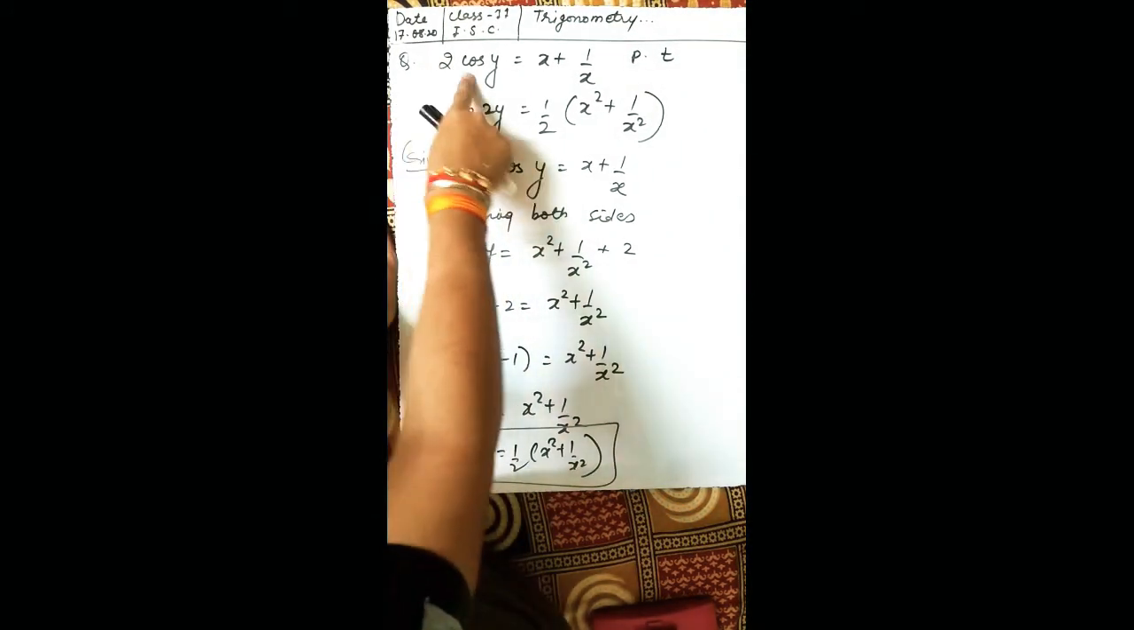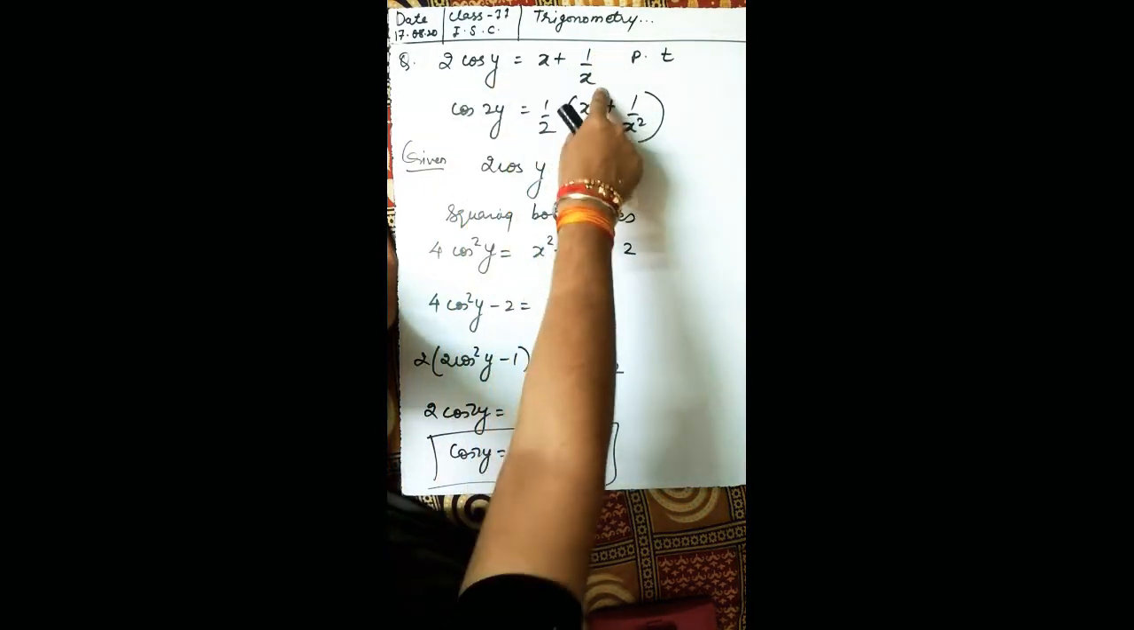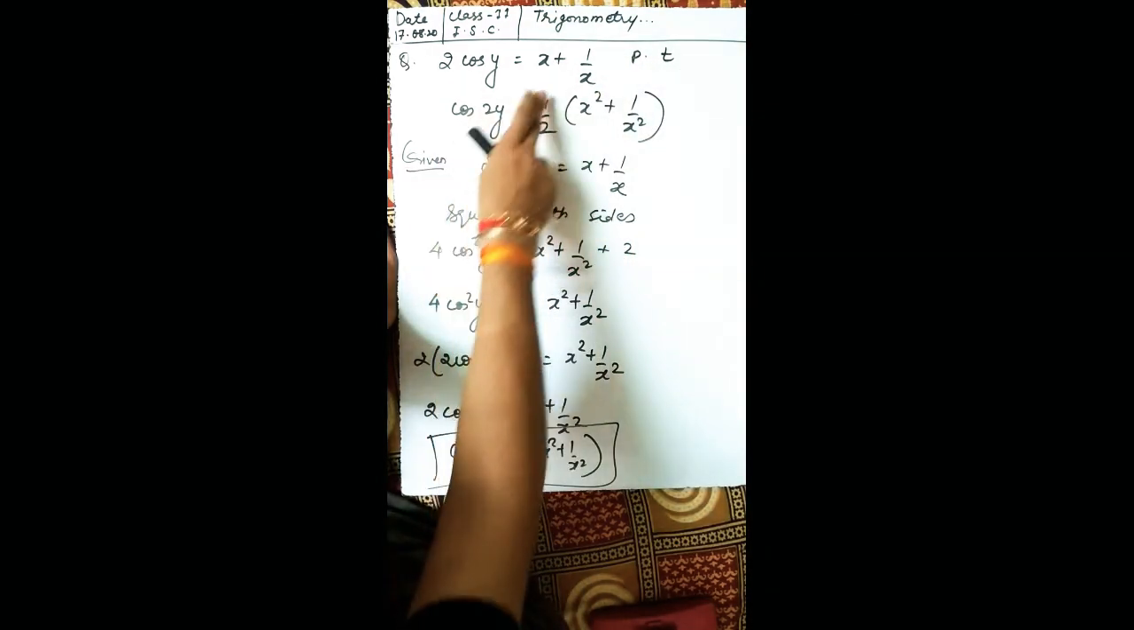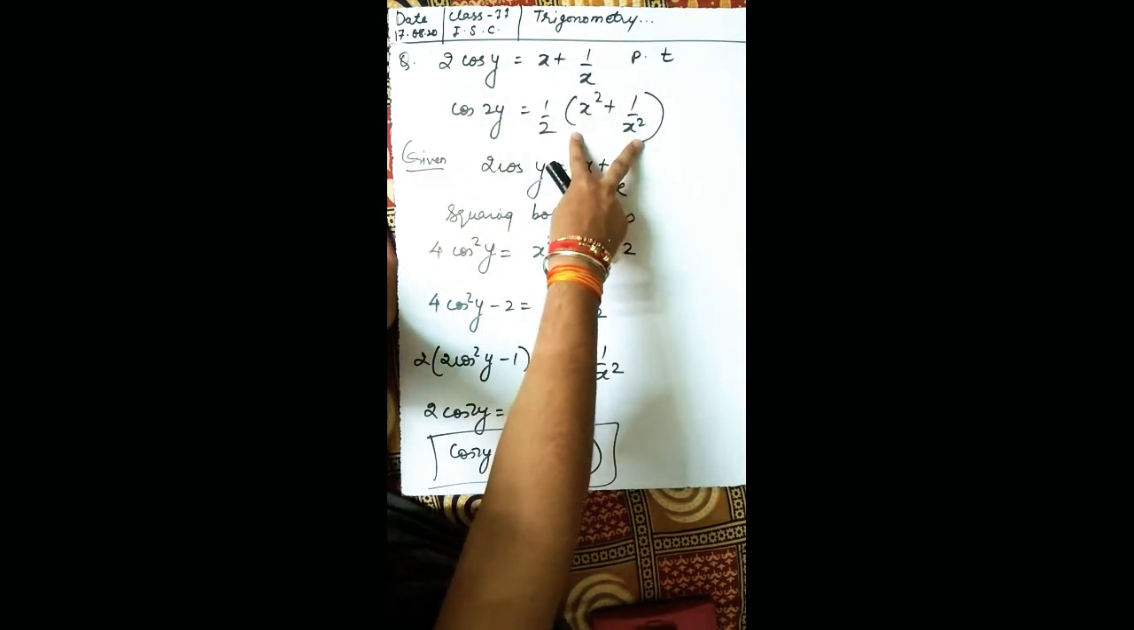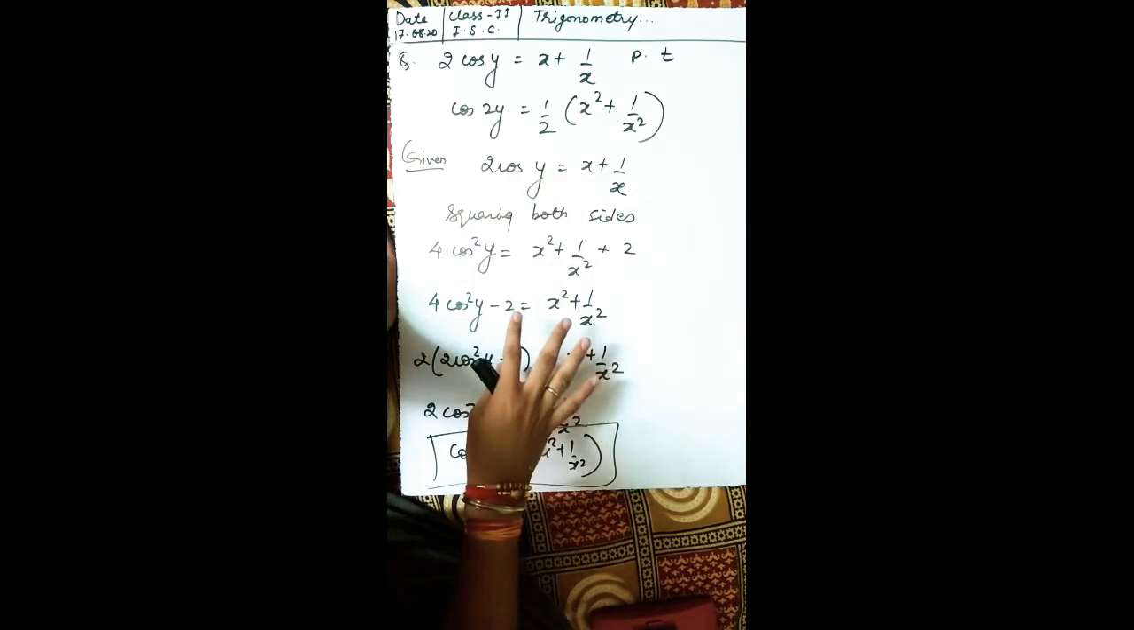It says 2 cos y is equal to x plus 1 upon x. Then prove that cos 2y is equal to 1 upon 2 times (x square plus 1 upon x square). Please solve these questions in the fair copy.